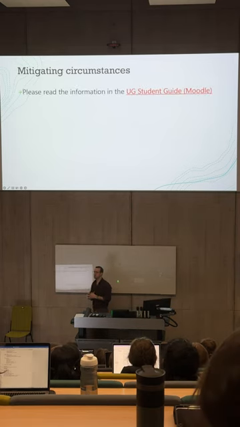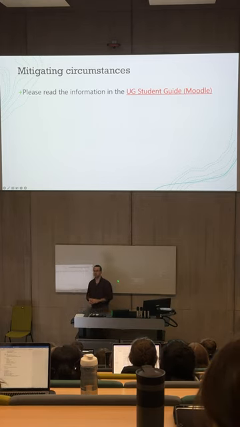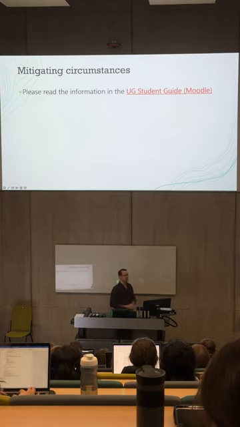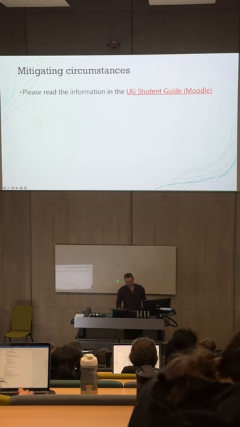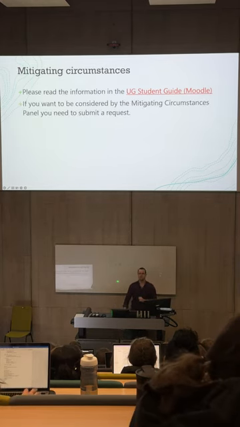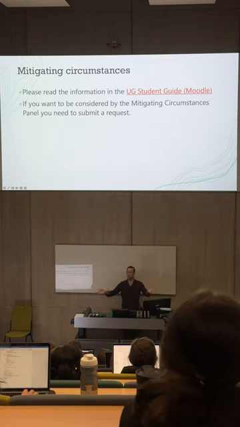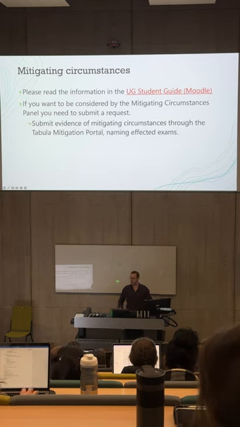So the information on mitigating circumstances is available all the time on the undergraduate student guide. The mitigating circumstances policy is a university policy, so we are bound by it. Now, if you want the mitigating circumstances panel to consider your circumstances, then you need to submit a request. You do this via Tabula.